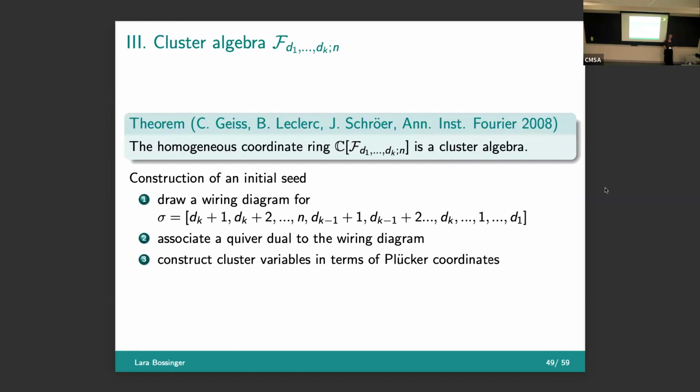Then we're going to associate a quiver to this picture by taking the dual graph. Faces in this diagram will be vertices in the quiver, and there's a way to put arrows between faces. And then last, we're going to take care of how to associate cluster variables, or elements in this homogeneous coordinate ring. They would all be in terms of Plücker coordinates, but not only Plücker coordinates.